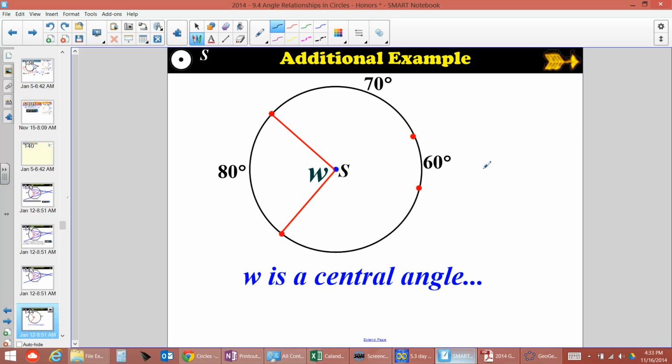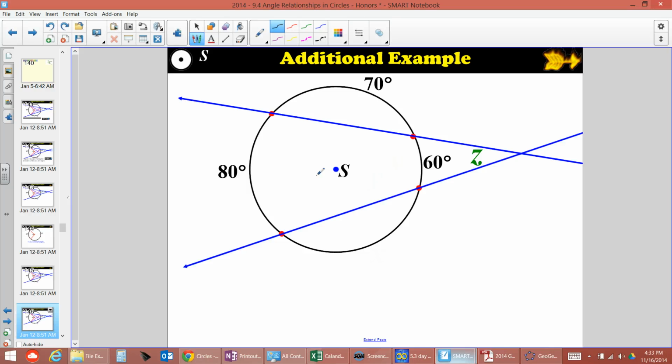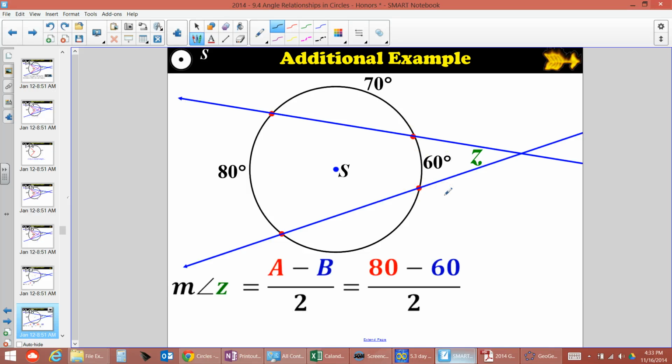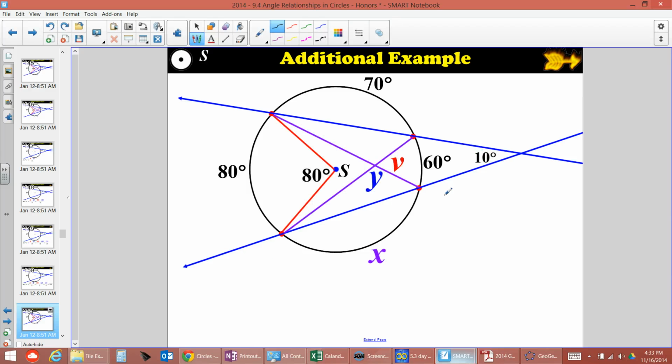So W right here. If I just isolate W, I can see that's a central angle covering the arc of 80. Therefore, angle W is 80 degrees. Now I can isolate other pieces of information here. Angle Z, that's an outside angle. Therefore, I got to take big minus little divided by 2. I take 80 minus 60 gives me 20, divided by 2 gives me 10. So angle Z is 10 degrees. So I just got to keep isolating pieces of information that's important to me.